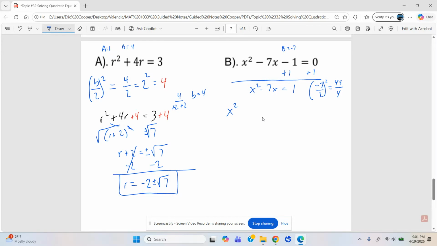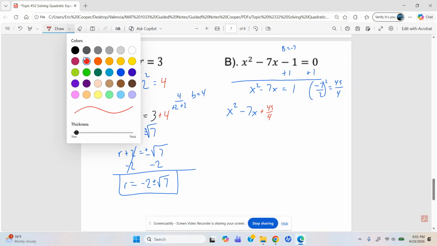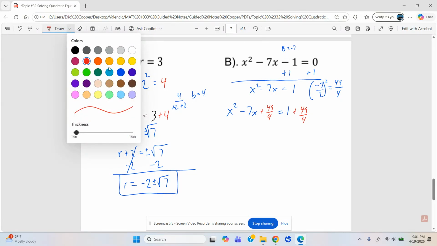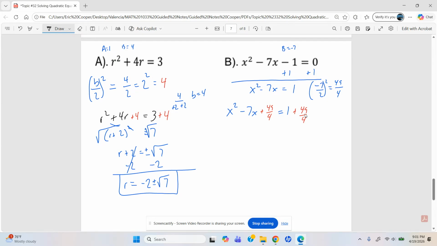So this now becomes x squared minus 7x, and then we'll do plus 49 over 4 equals 1 plus 49 over 4. Again, the 49 over 4 is the result of completing the square when I took the b term and divided it by 2 and squared it. On the right side, we will go through and add this. We'll do 1 plus 49 over 4. We'll change this to 4 over 4 to make 1 plus 49 over 4. That makes this 53 over 4.